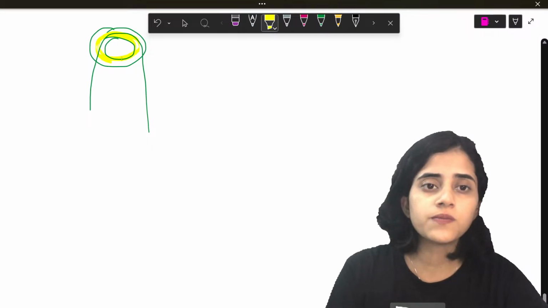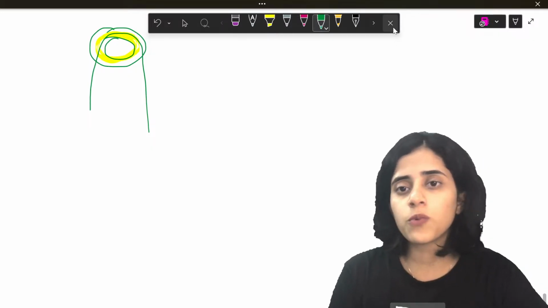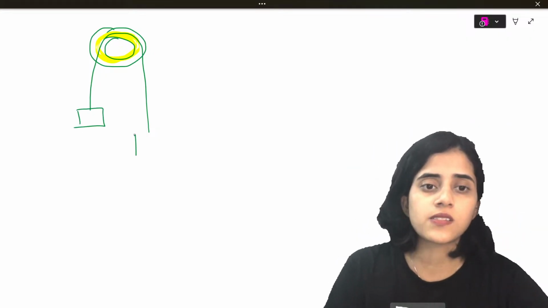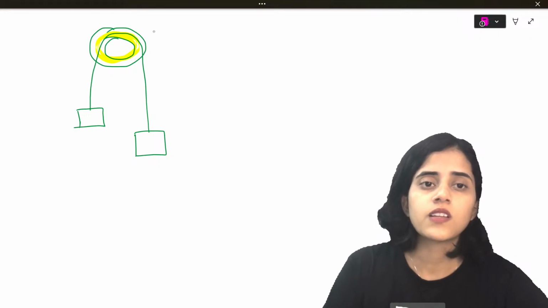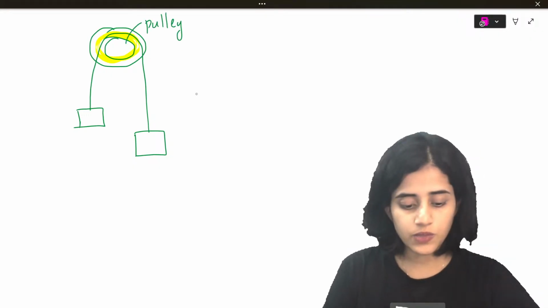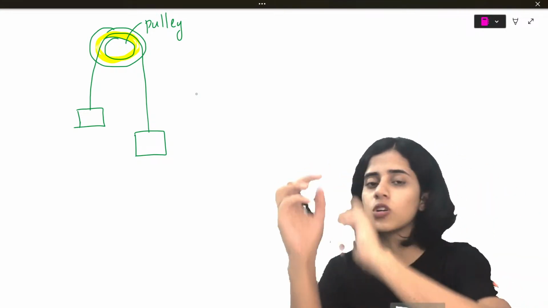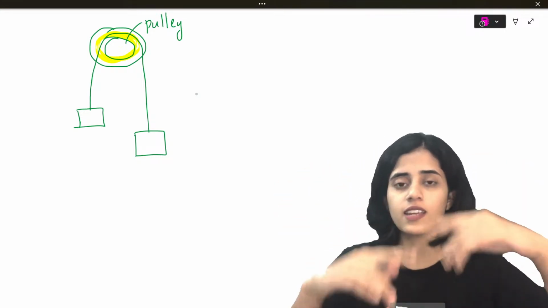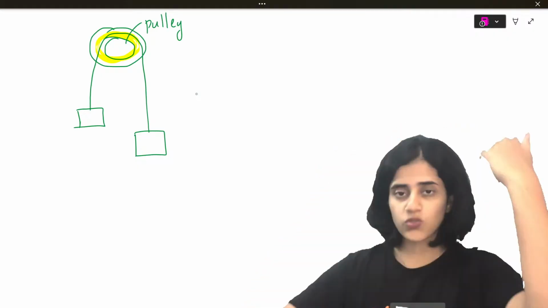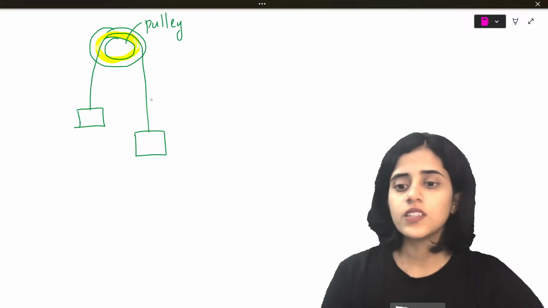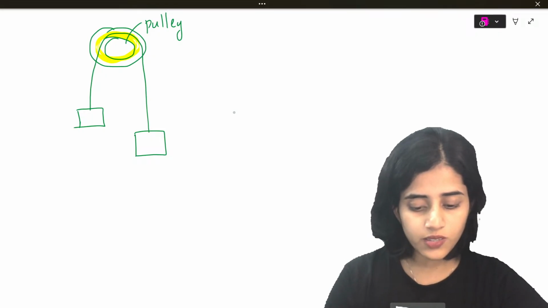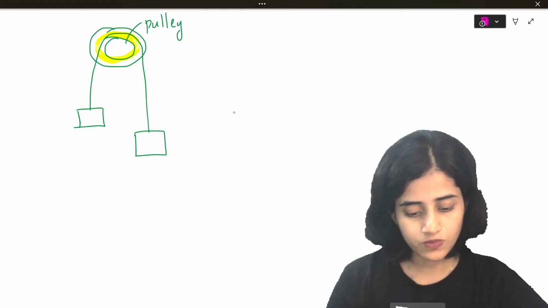Okay, this is a pulley. And on the pulley, I put a string. To the string, I'm going to attach two masses. Those who don't know what a pulley is, quickly go Google what is a pulley. If you see the image, you'll understand. It's like a ring where you can transfer the rope. In wells and all, you use a pulley. So there are two masses that are acted on the pulley.